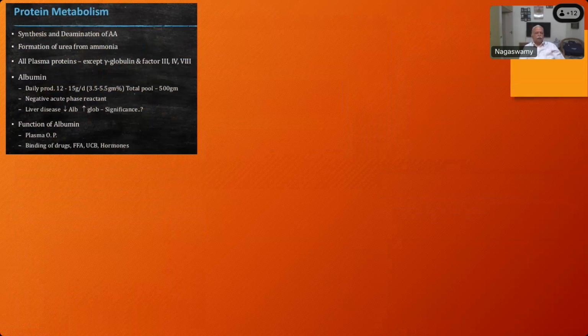Okay. And of course, synthesis of amino acids and deamination, protein metabolism is done, and formation of urea from ammonia is a very important function. And all plasma proteins except gamma globulin and factors 3, 4, and 7, 8 are produced by the liver.